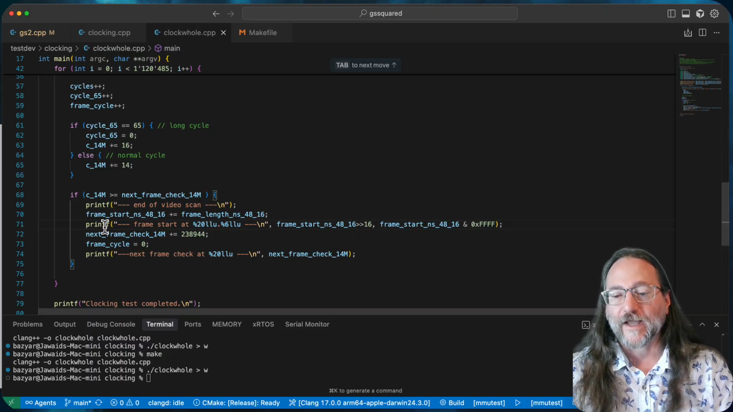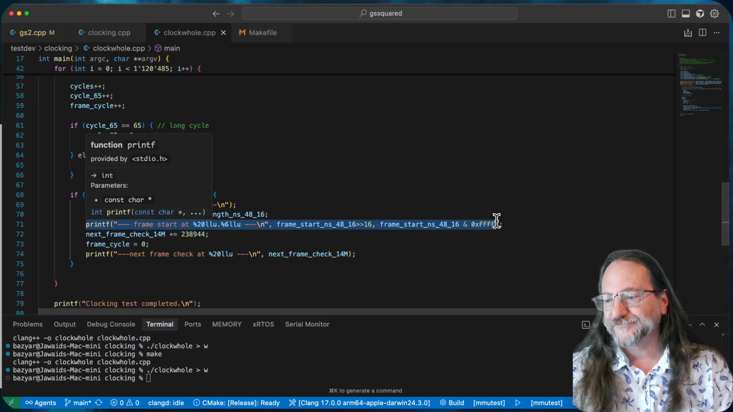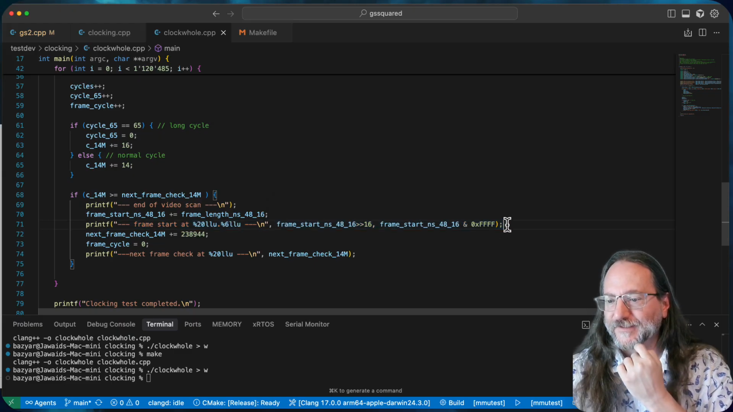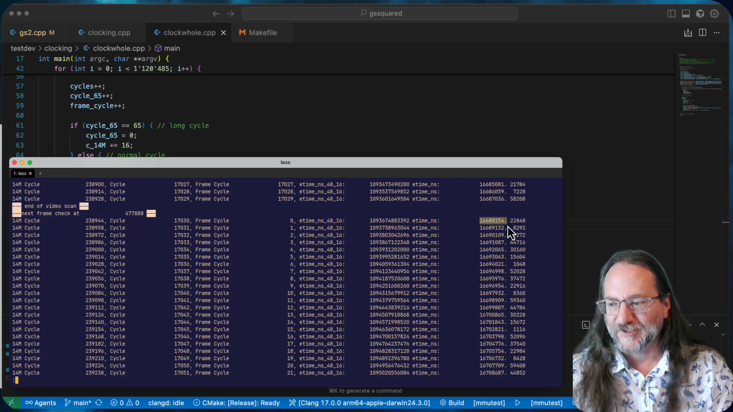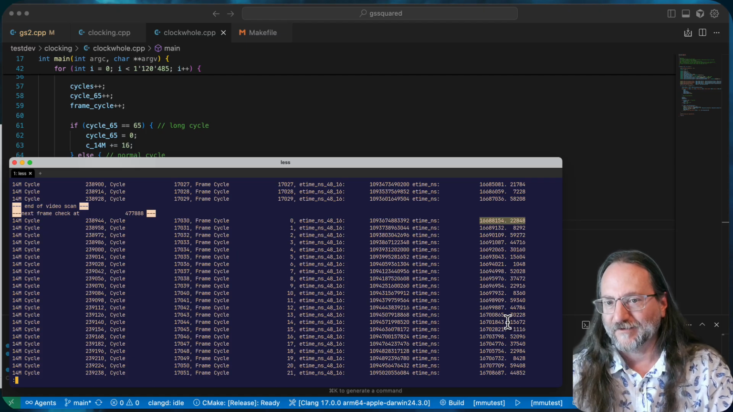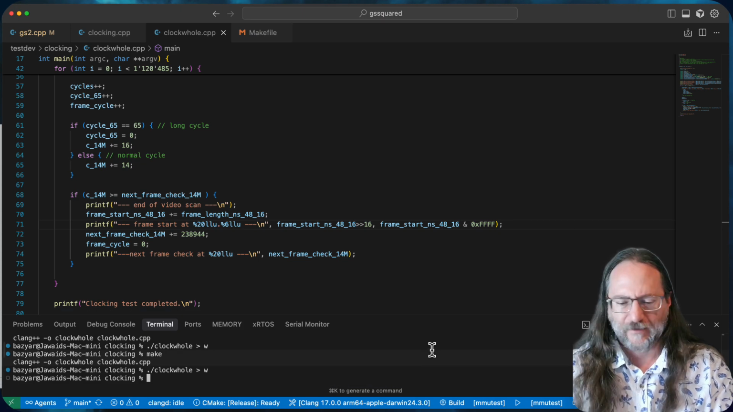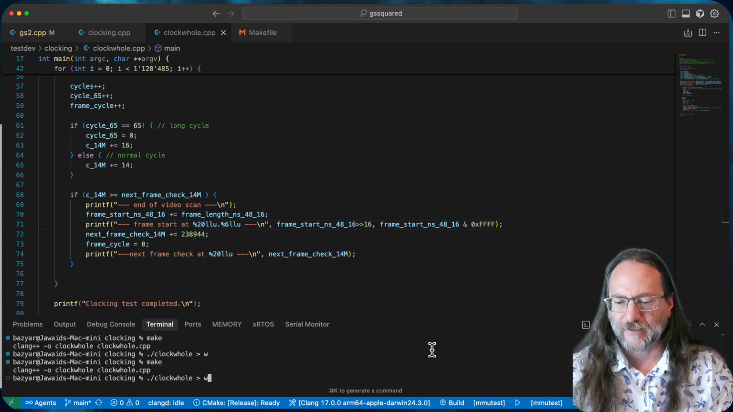Okay. This wacky stuff converts the fixed point representation back to what you saw in my display here. It gets the whole part and the fractional part. So frames start at blah. Okay, well, let's just make that and see what we get.